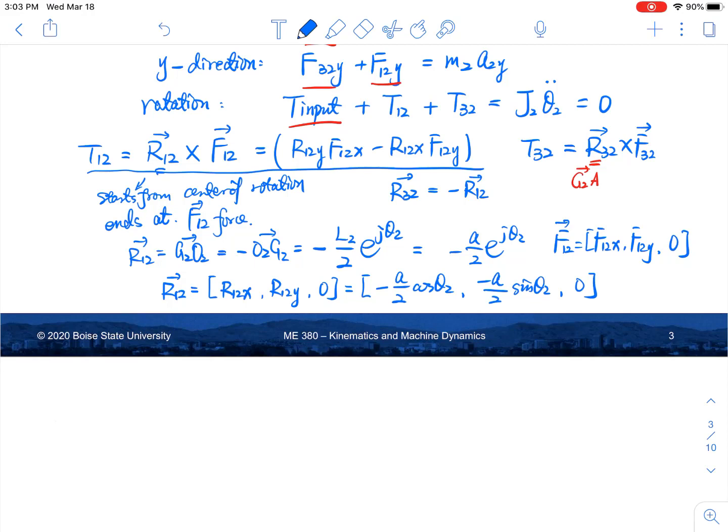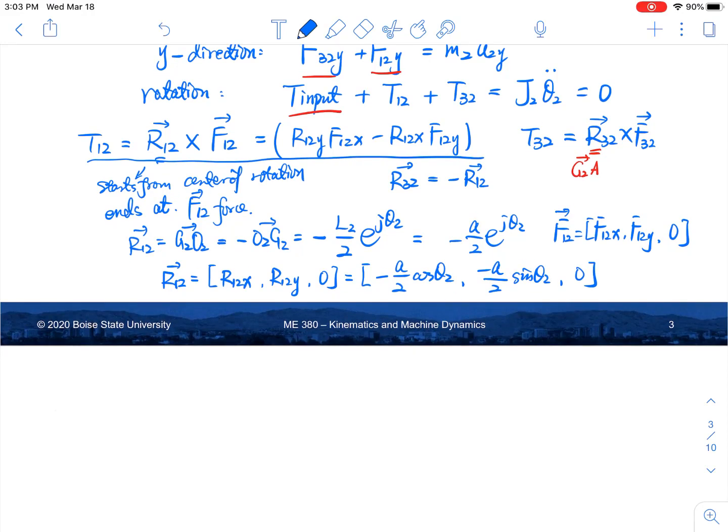Okay, I just figured out how to insert a new blank page after that, because this derivation is going to be super long. So we have our R32 vector. We know that is minus R12, right? So then we know your R32 vector equals minus R12, and your R12 is already given at the end of the first slide. So we have minus, sorry, 2 minus become positive. That's half A cosine theta 2, half A sine theta 2, 0.